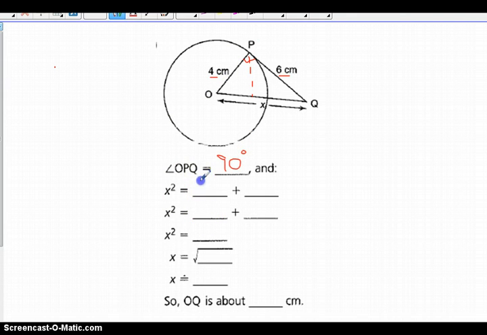So all we're going to do is square the two legs, so 4 squared plus 6 squared. And remember, when we're squaring a number, we're just multiplying it by itself. So 4 squared does not mean 4 times 2, it means 4 times 4, which gives us 16. 6 times 6 gives us 36. And now we just simply add those squares together. So 36 plus 16 is going to give us 52.